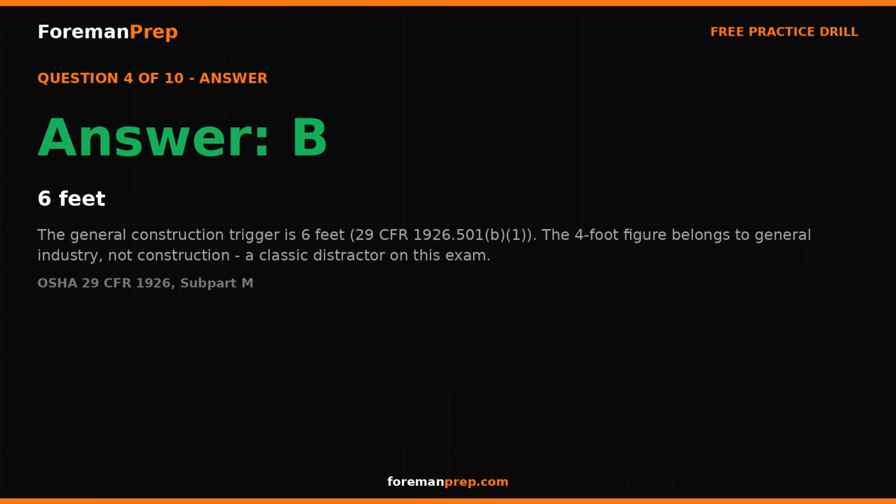The correct answer is B, 6 feet. The general construction trigger is 6 feet, 29 CFR 1926.501(b)(1). The 4-foot figure belongs to general industry, not construction, a classic distractor on this exam. Reference OSHA 29 CFR 1926, Subpart M.